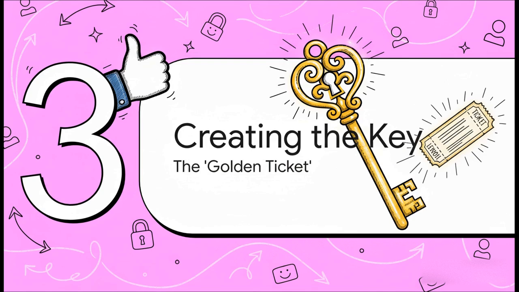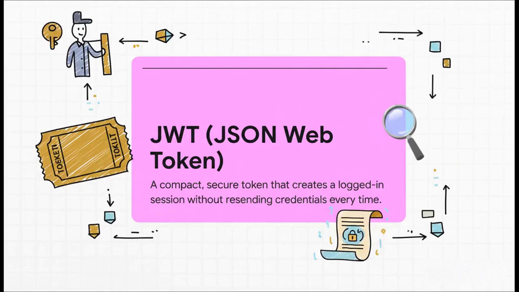The solution? It creates a special digital key, a golden ticket, just for this session. And that golden ticket? It's called a JWT, or a JSON Web Token. It's basically a temporary pass that's digitally signed by the server, which makes it completely tamper-proof. This little token essentially tells the rest of the application, hey, I've been verified by the main gatekeeper. You can trust me for a little while.